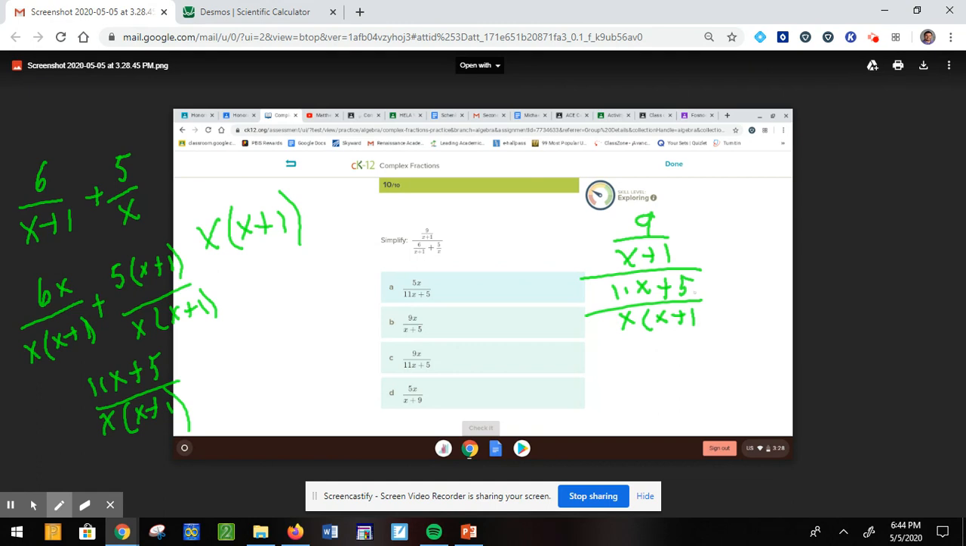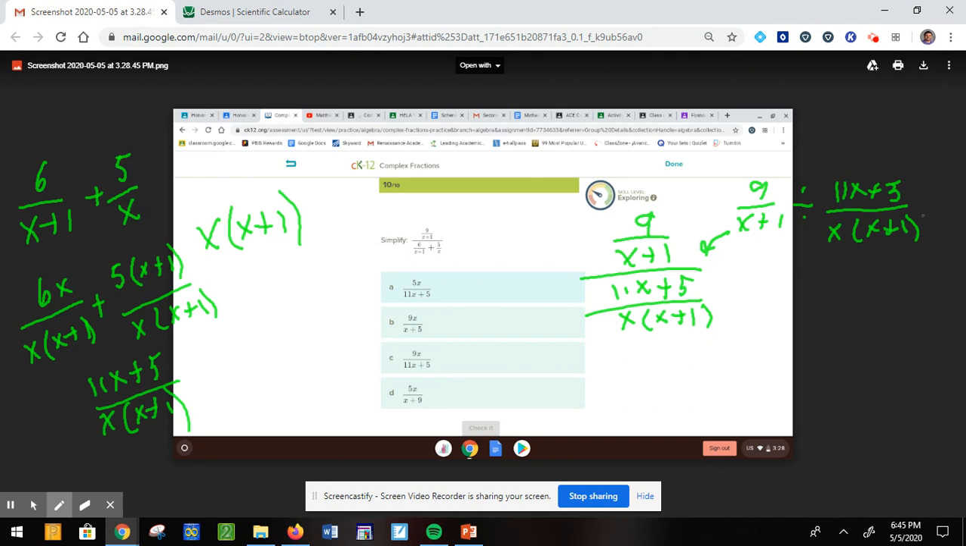The way we're going to think about this is, instead of it being a fraction and saying like the numerator divided by the denominator, we're going to write it out with a division symbol. So what I mean by that is it'll be 9 over x plus 1 divided by 11x plus 5 over x times x plus 1.